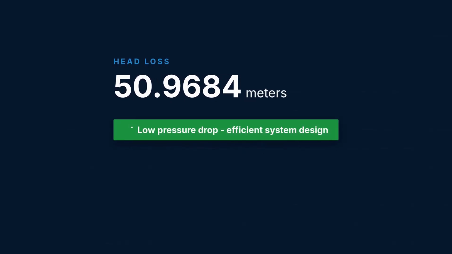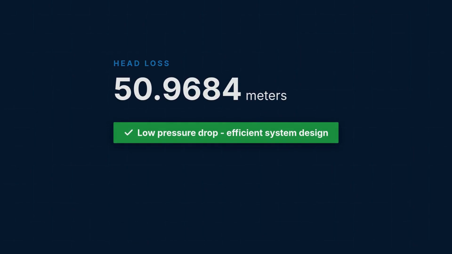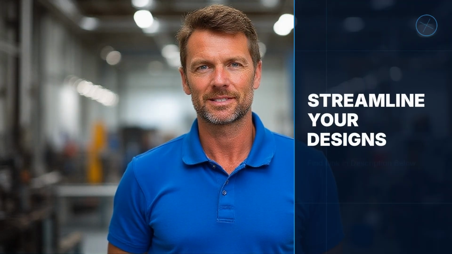The calculator also provides a status message: low pressure drop, efficient system design. This tells us our fitting configuration creates minimal resistance in the flow path. This tool streamlines hydraulic calculations for piping system design.